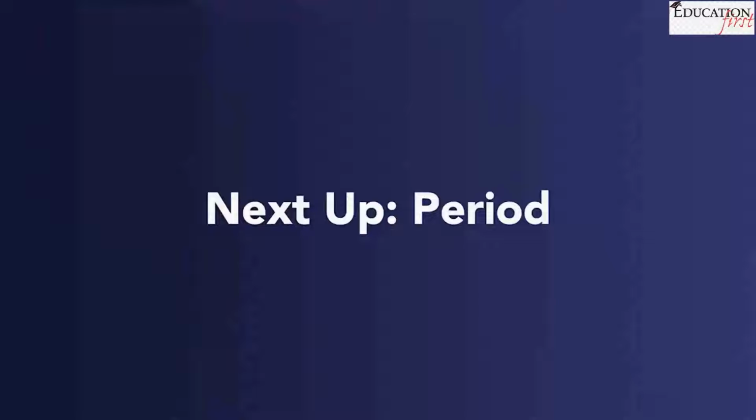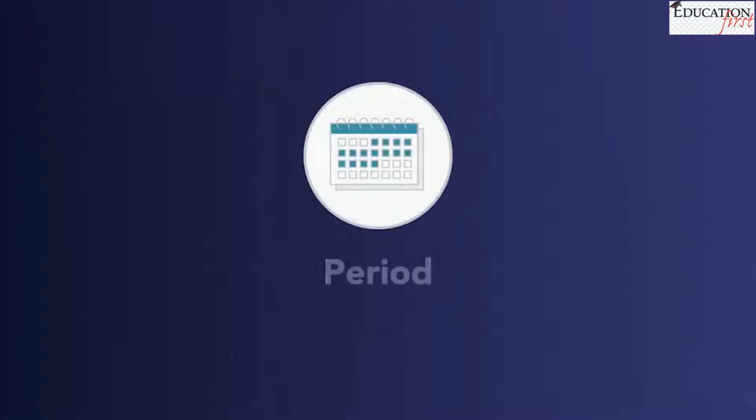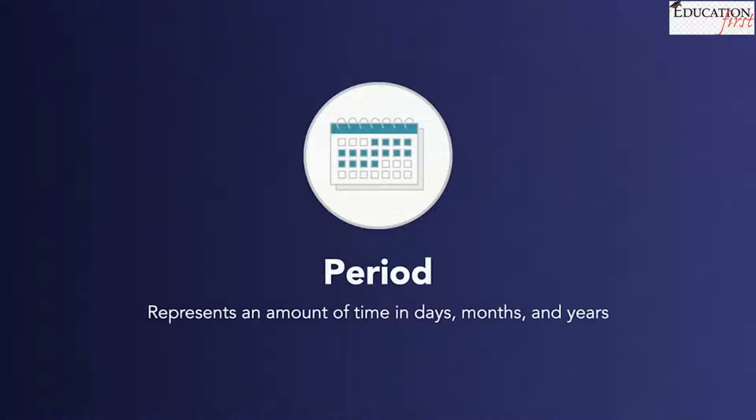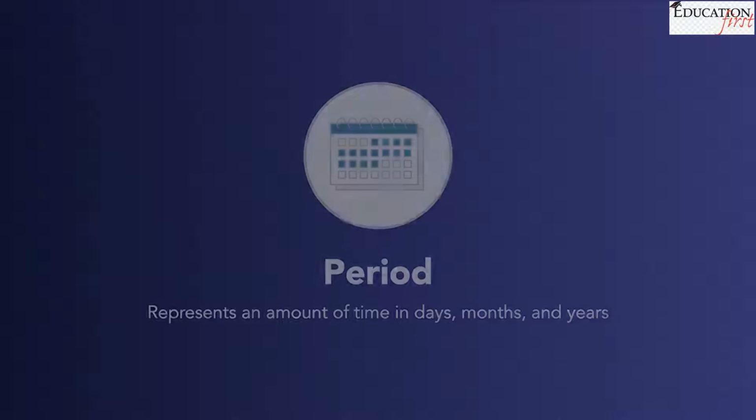In the next video, we're going to have a look at Period. What if we needed to know the time between two dates in Java? We could use the Period class to work with this. The Period class represents an amount of time in days, months, and years. With Period, we can get a period bigger than a day. Let's move over to IntelliJ and have a good look at Periods.